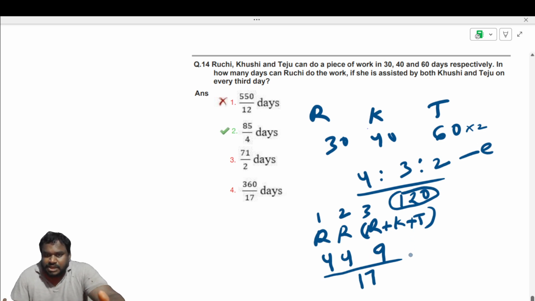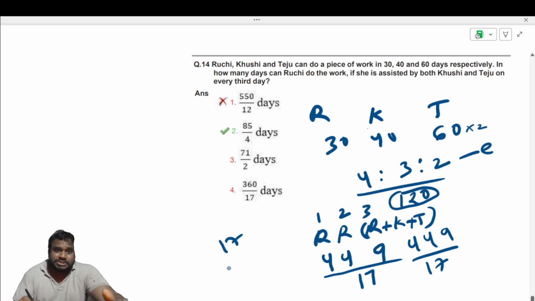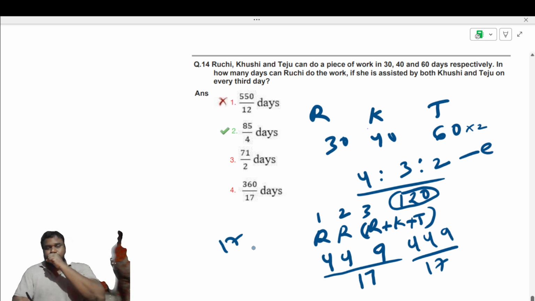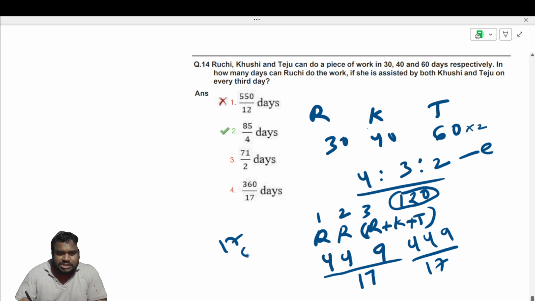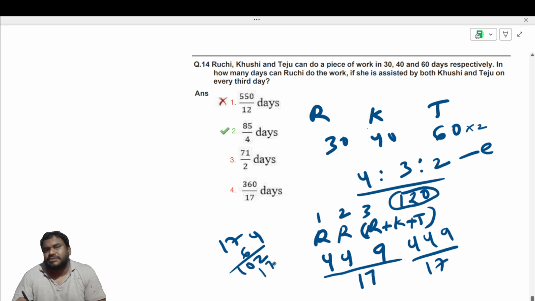So 17 parts, again 4, 4, 9, like this 17, again 4, 4, 9, 17. How many times should you take 17? We'll see. 17, 6. So 1 or 2 is completed. If I take 17 again, this is 119. So 7 sets, we need 7 sets. But again one part is remaining.